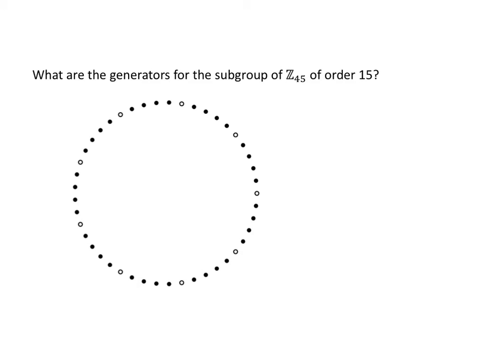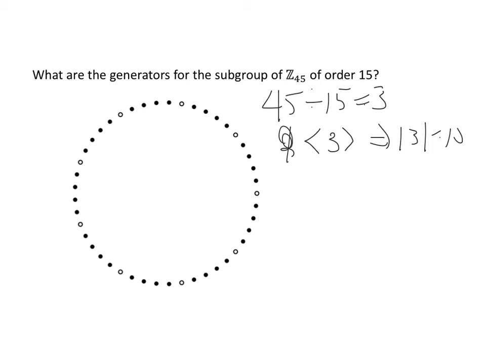Okay, so let's just think about this. What are the generators for the subgroup of Z45 of order 15? Well, if it's of order 15, what I want to do is take 45 and divide it by 15, which gives us 3. So the cyclic subgroup of order 15 in Z45 is the cyclic subgroup generated by 3. Okay, so this means that the order of 3 is 15.